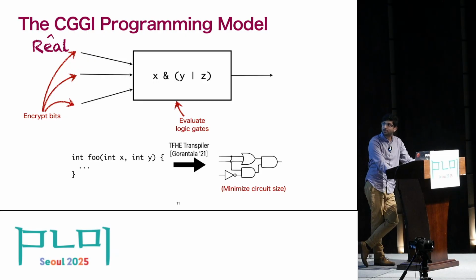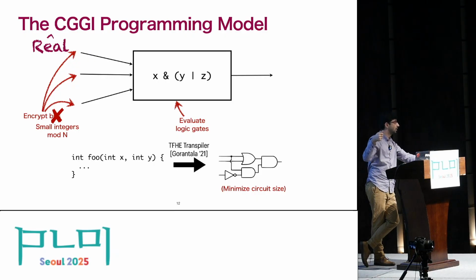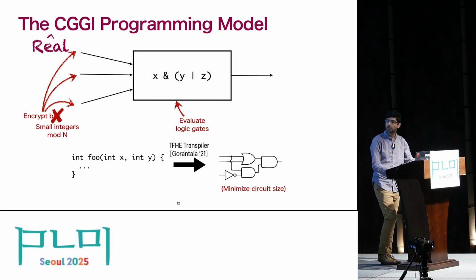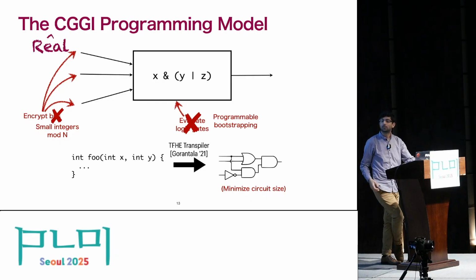Instead of thinking of our ciphertexts as encrypting bits, we really want to think of these as encrypting small integers modulo some small number n. So usually n is like 4 or 8, right? So your ciphertexts are encryptions of integers modulo 4, let's say, or modulo 8. And now we don't have bits anymore, we have small ints. And so instead of thinking of the computation as evaluating a logic gate, we want to think of it as this operation called programmable bootstrapping.